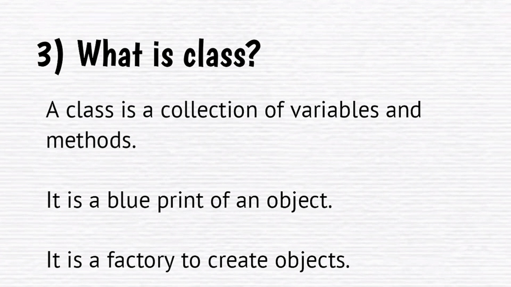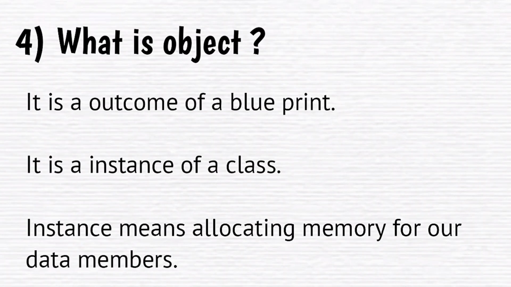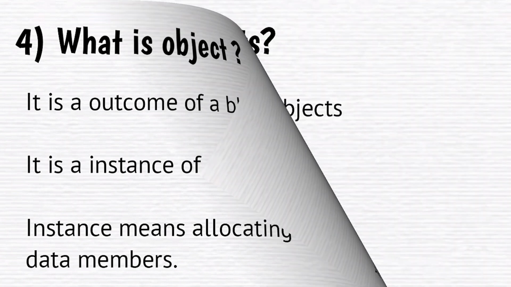What is class? A class is a collection of variables and methods. It is a blueprint of an object. It is a factory to create objects. What is object? It is an outcome of a blueprint. It is an instance of a class. Instance means allocating memory for our data members.